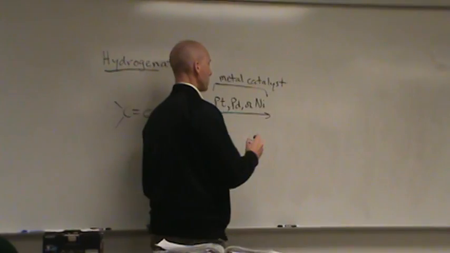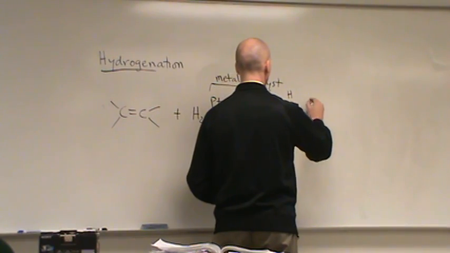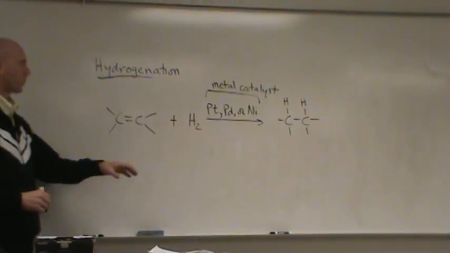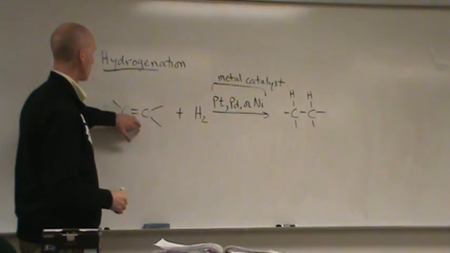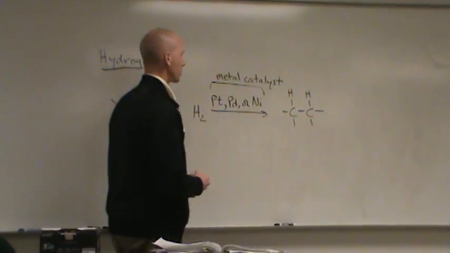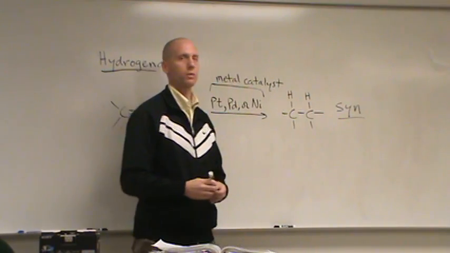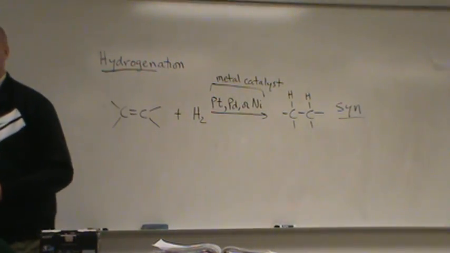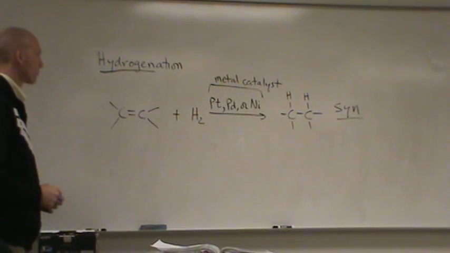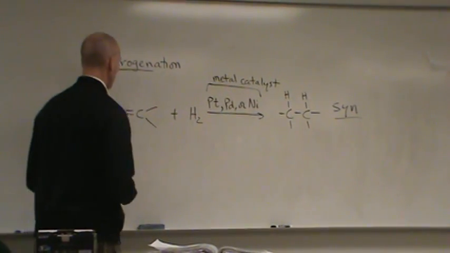And what you get as a result is this product here. So the two hydrogens add across the double bond. How did they add across? Syn addition. Okay, so here's our first example of syn addition. You might have been wondering, are we going to see any syn? All right, so let's look at an example of this.